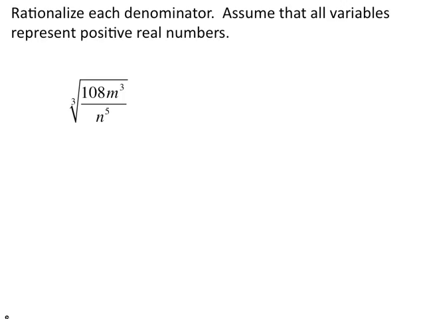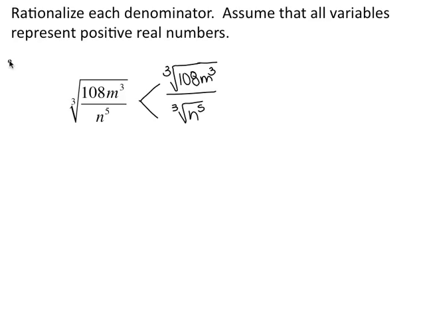Rationalize each denominator. Assume that all variables represent positive real numbers. The first step is to use the quotient rule to separate this radical. So we're going to get the cube root of 108 m cubed at the top, and then at the bottom we're going to use the cube root of n to the fifth.